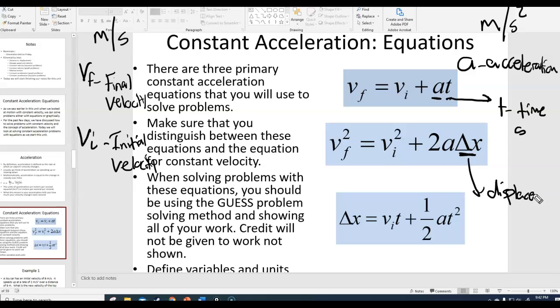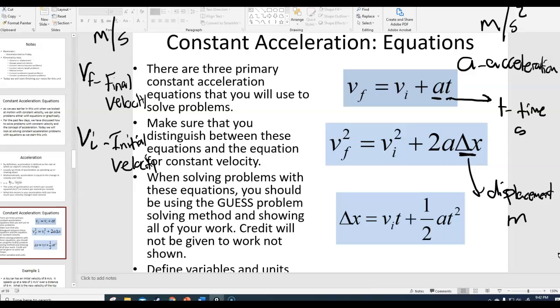And so we have three equations. There's 5 variables. Displacement is measured in meters. And so you need to understand units. You need to be able to use units to identify what a given variable is, and you need to be able to figure out which equation to use. Now, I'm going to tell you exactly how to do that, and we're going to do lots of examples.